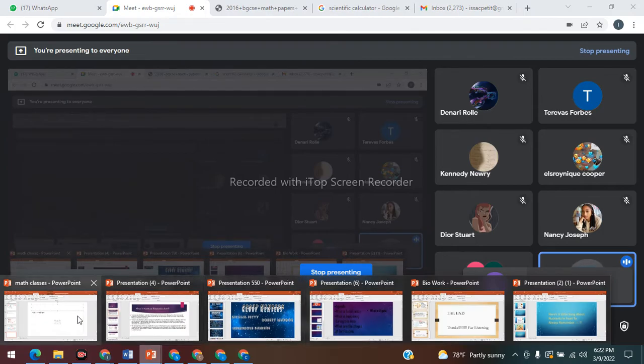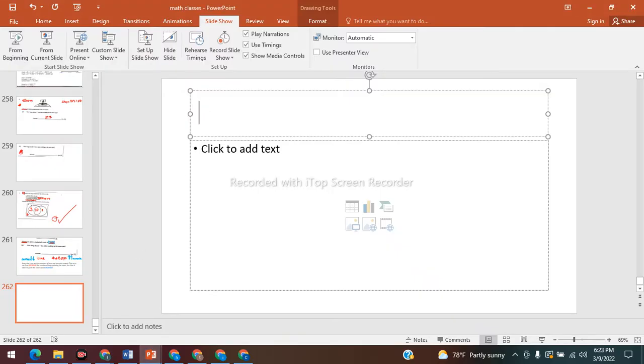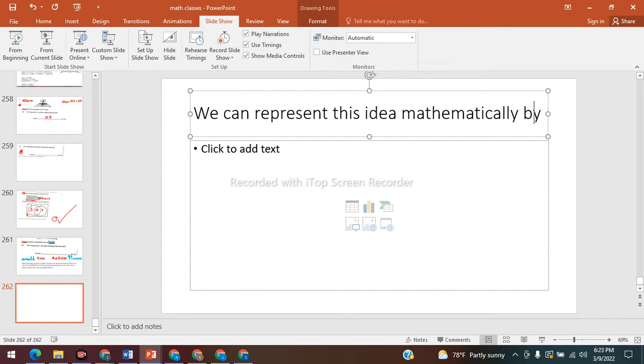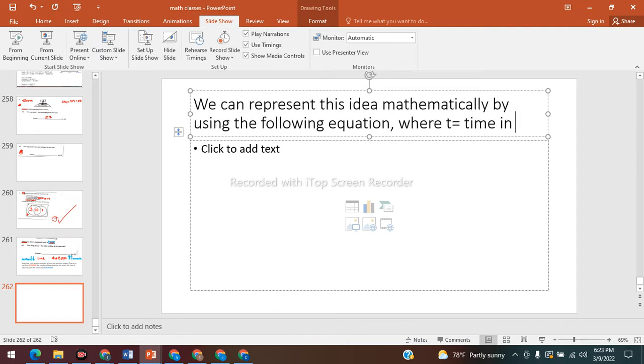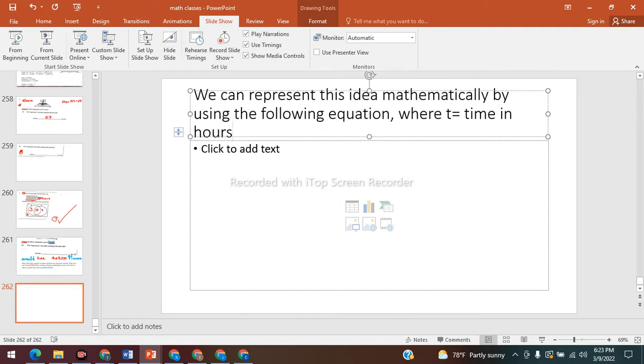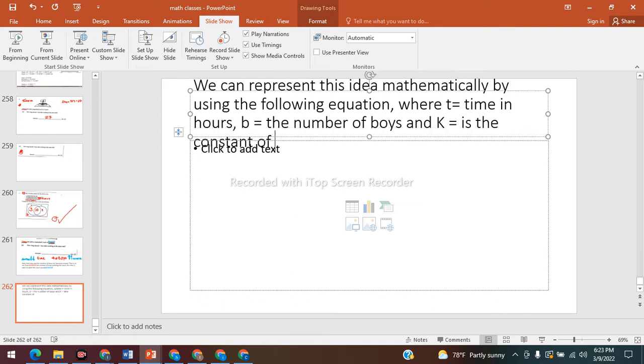So we can represent this idea mathematically by using the following formula, the following equation, where T is the time in hours, B is the number of boys, and K is the constant of proportionality.